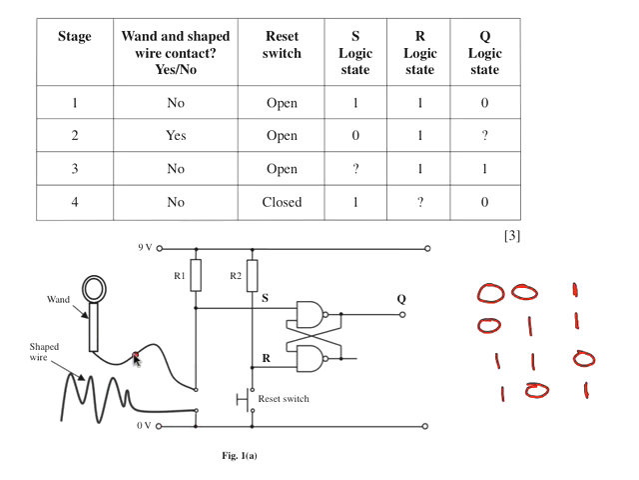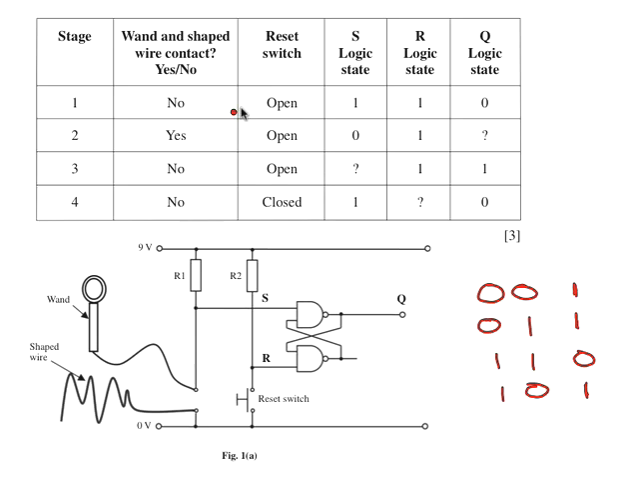So when the wand is connected or joined, this is a straight connection through to ground, so S will be a 0. Whilst it's not, the resistance is massive, it's infinite. In fact, it's not connected at all, so it has an infinite resistance. Therefore, S will be a 1. Same with the reset switch. So let's work down through this then.